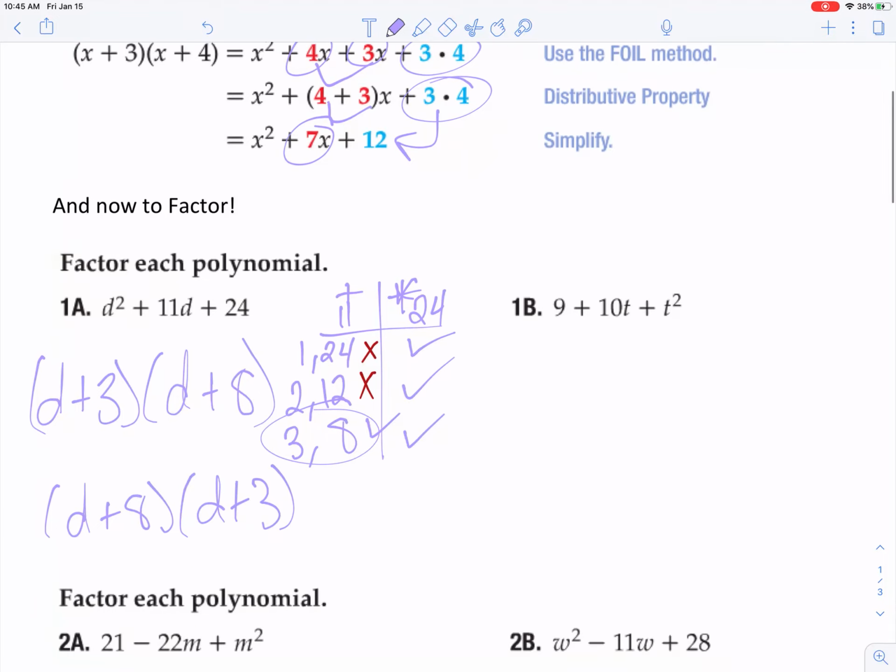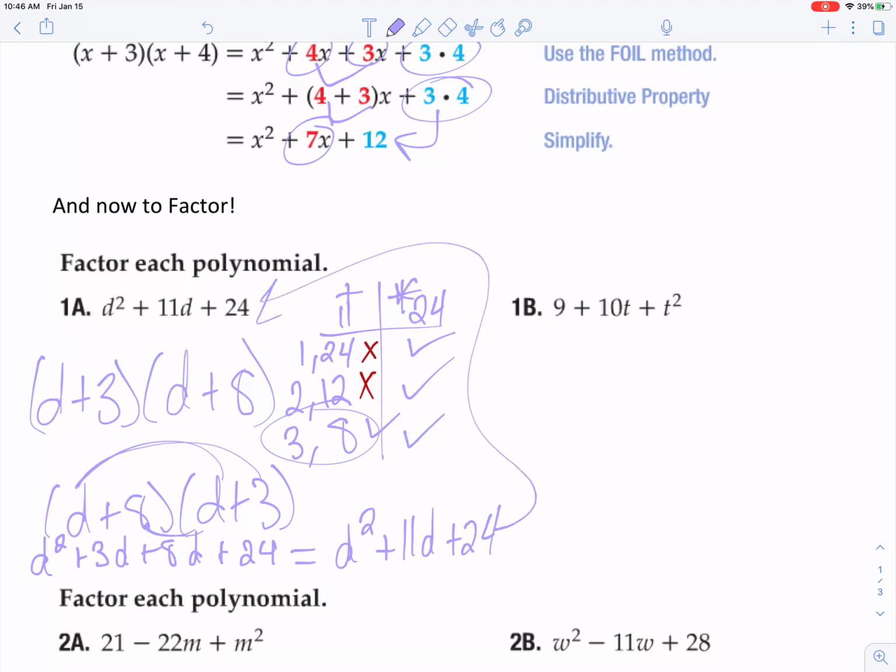And if we wanted to double check ourselves, we could distribute, FOIL: d squared plus 3d plus 8d plus 24 gives me an answer of d squared plus 11d plus 24. Hey, what do you know? That's where I started. And that's all we're doing today, folks.